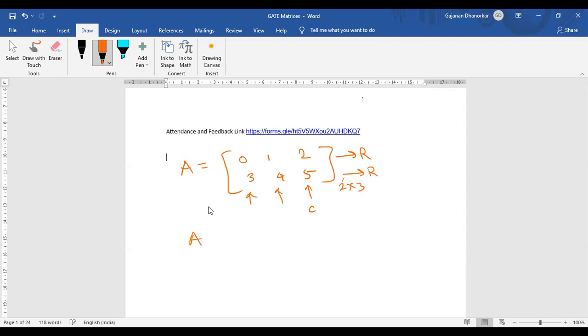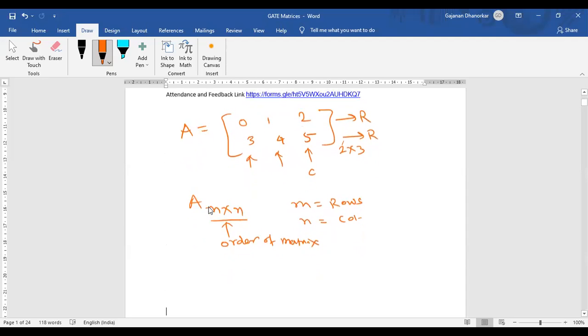Now I have a matrix A. This is the general fashion to write a matrix. Here M is the number of rows, and N is the number of columns of the matrix. This is called the order of the matrix. Now, we know the order of a matrix.